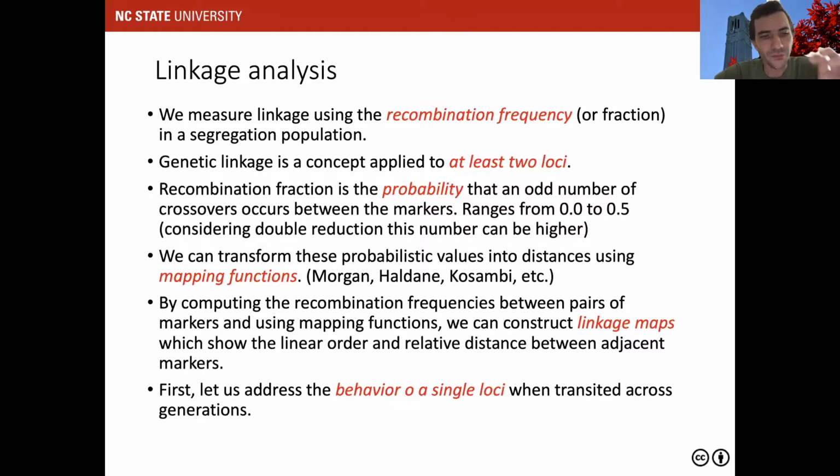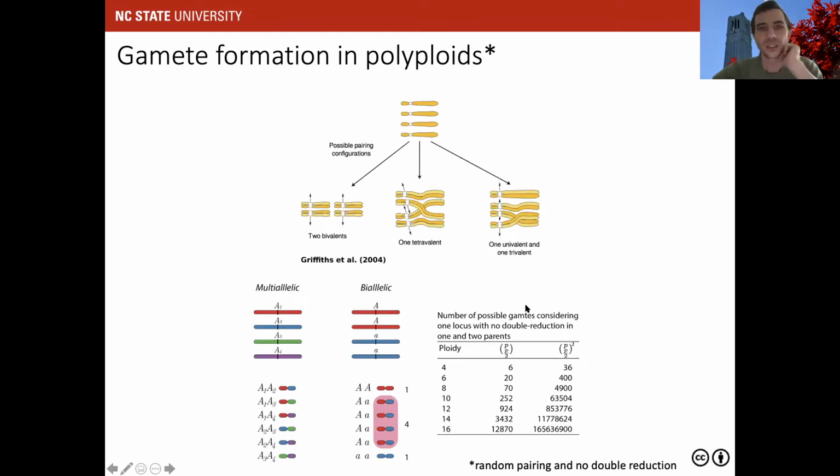But first, let us address the behavior of just one locus, a single locus, when it goes from the parent to the offspring, okay? The first thing we need to understand is that in polyploids the meiotic process is very unique, and you can have several different possible configurations in this meiotic process. Here we have 3 examples for a tetraploid.